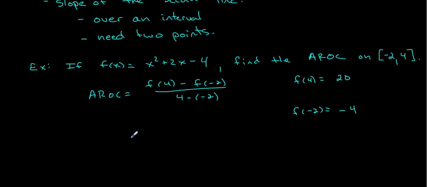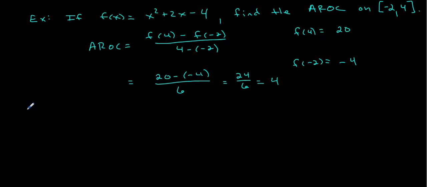Okay, good. All right, so f of 4 minus -4 all over, what is that, 6 then? 24 over 6, which is what? Is that 4? What's the instantaneous rate of change then?